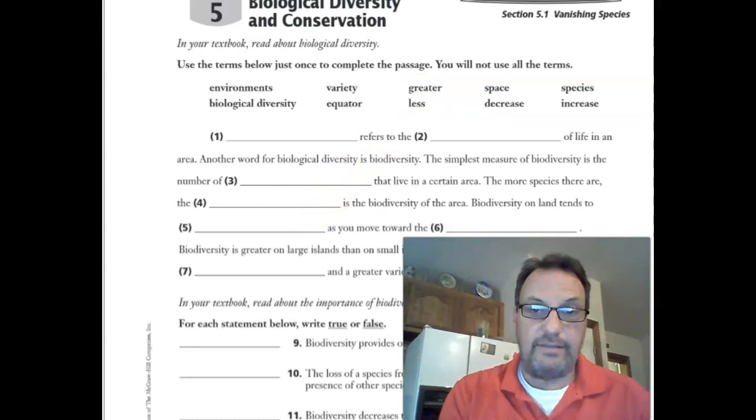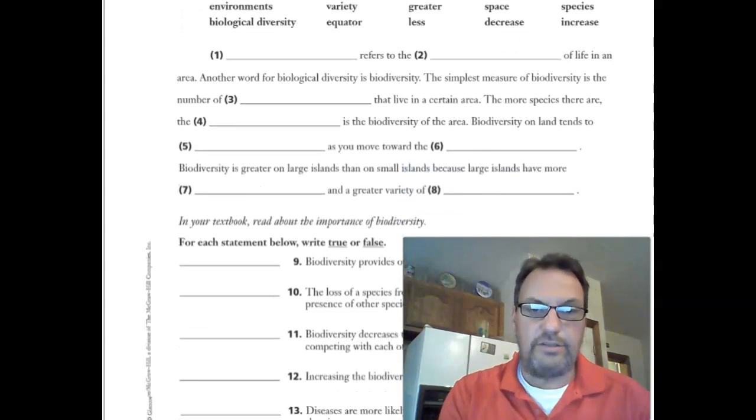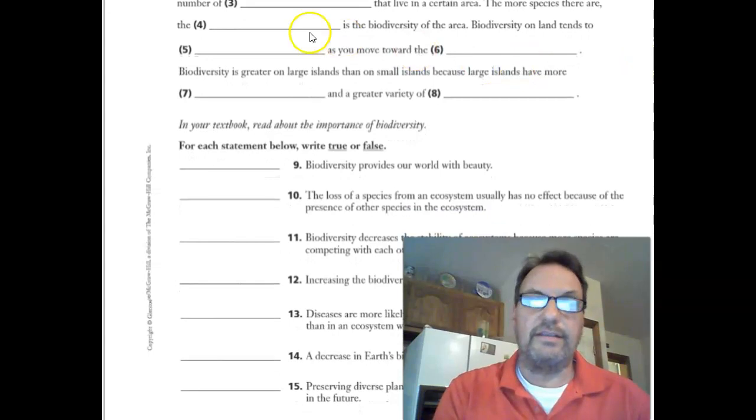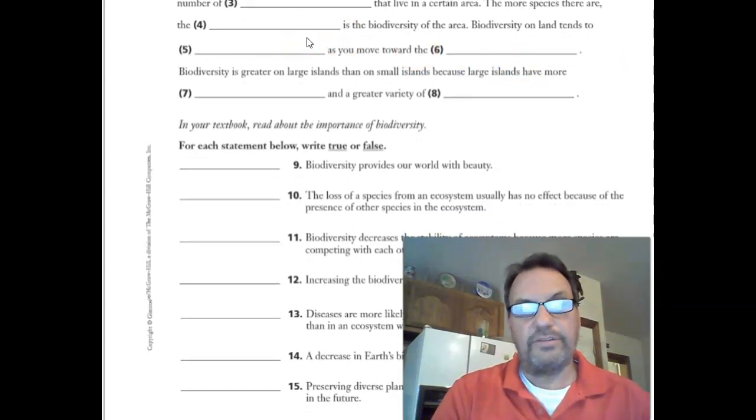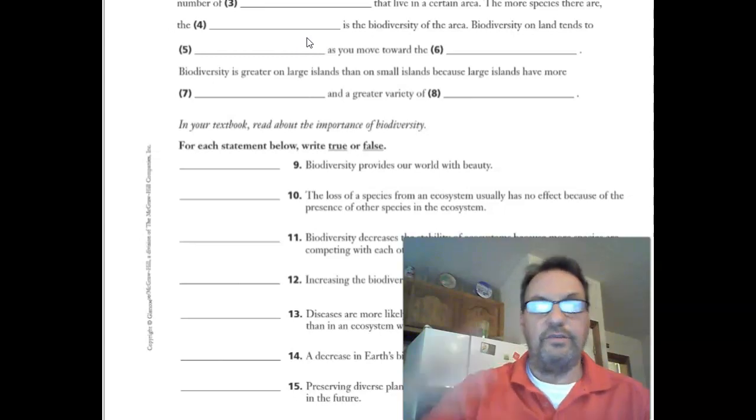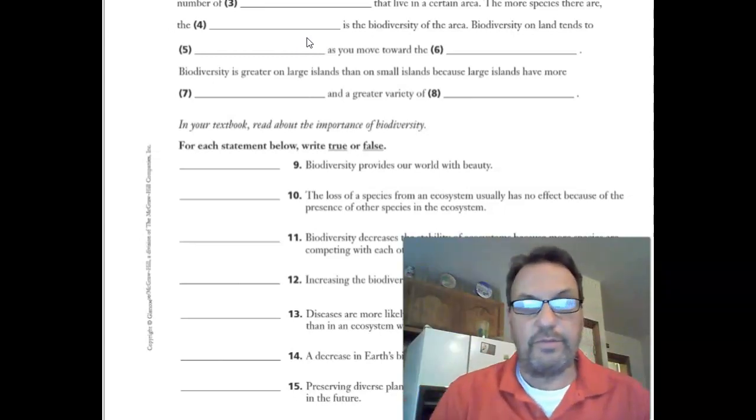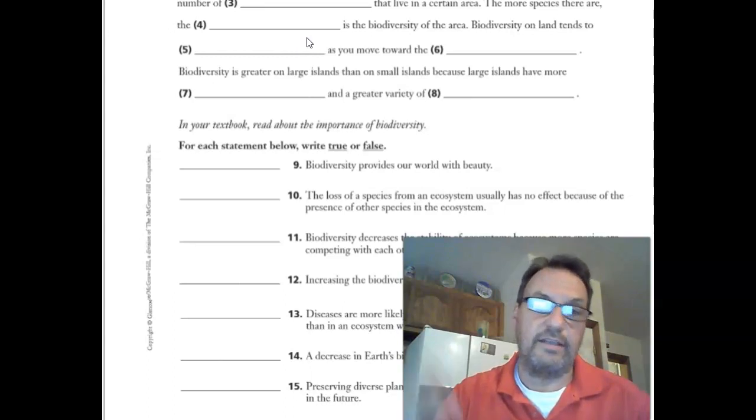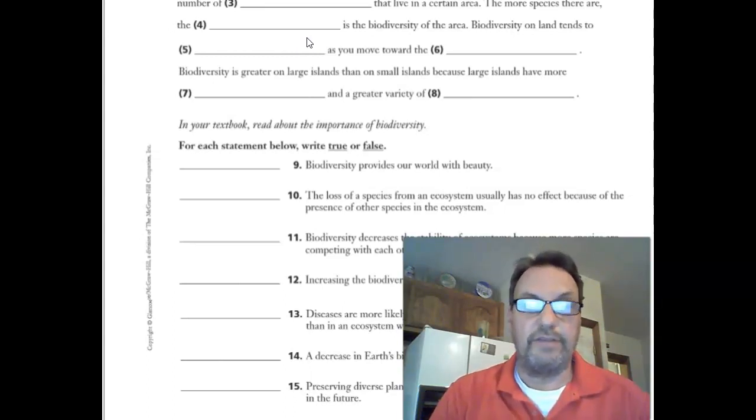Biodiversity on land tends to increase as you move toward the equator. This makes sense. It gets a lot more sunlight there. That's where the rainforests are. As you move all the way to the extreme of the North Pole, it's a lot colder. There's a lot fewer types of animals that are able to survive there. So it just makes sense that the closer you are to the equator, the greater the biodiversity.